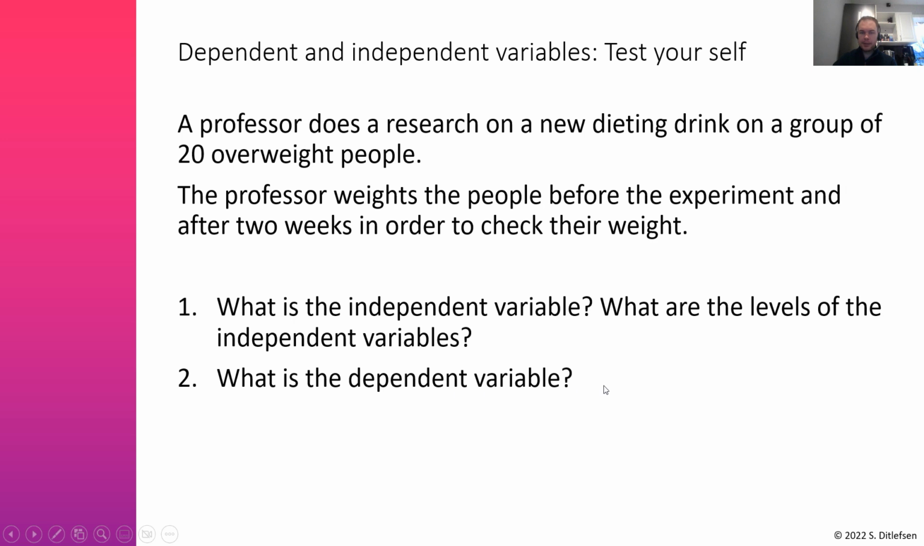What is a dependent variable? This is the second question. Dependent, it's what we measure. What are we measuring here? A professor does a research on a new dieting drink on a group of 20 overweight people. The professor weights. So we are weighing. This is our measurement. It's a weight. Before the experiment, after 2 weeks in order to check their weight. So it's the weight. We are weighing them, so this is the dependent variable.